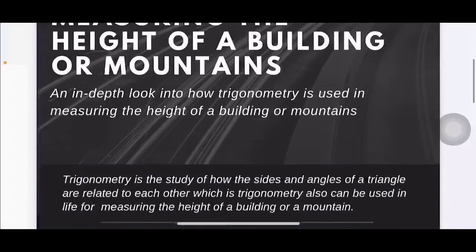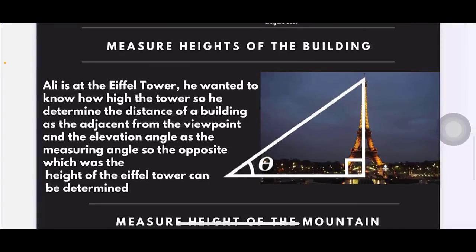Here in the infographic, let's look at the situation in real life where we can apply the trigonometry method. For example, Ali is at the Eiffel Tower. He wants to know how high the tower is, so he determines the distance of a building as the adjacent from the viewpoint and the elevation angle as the measuring angle. So the opposite, which is the height of the Eiffel Tower, can be determined by Ali.